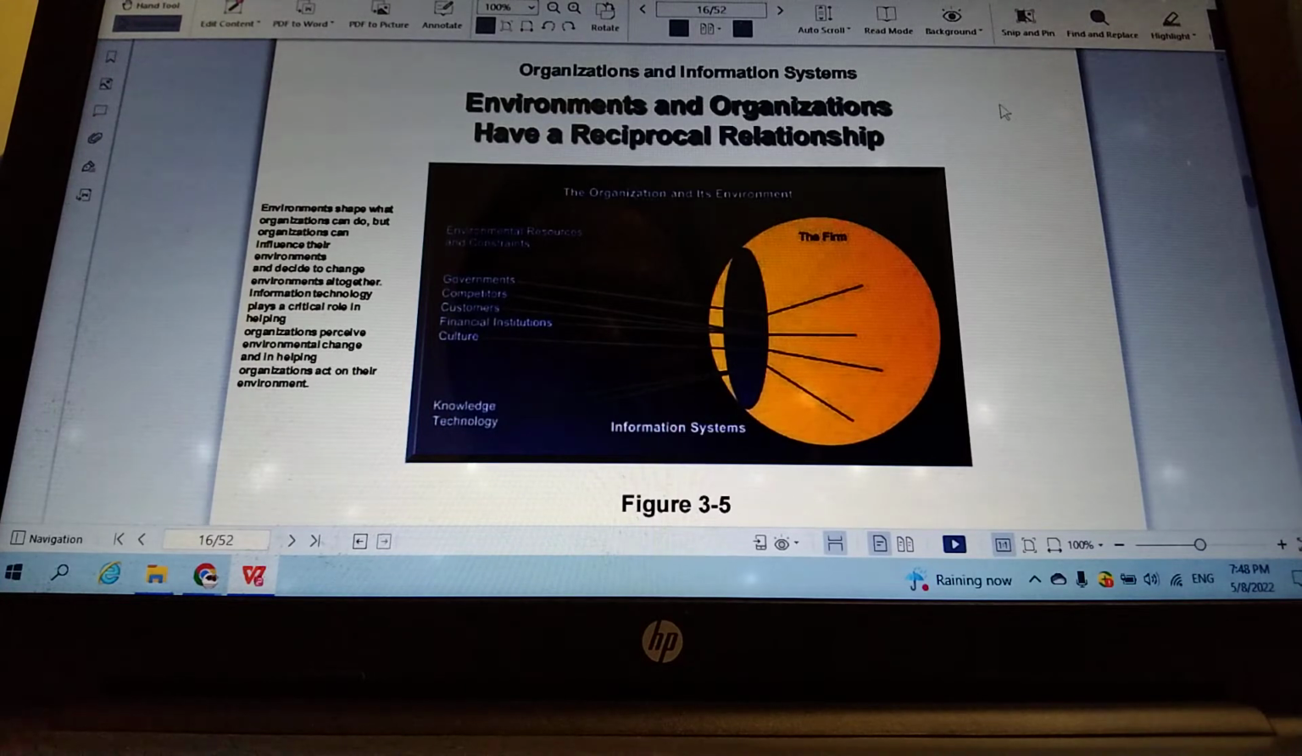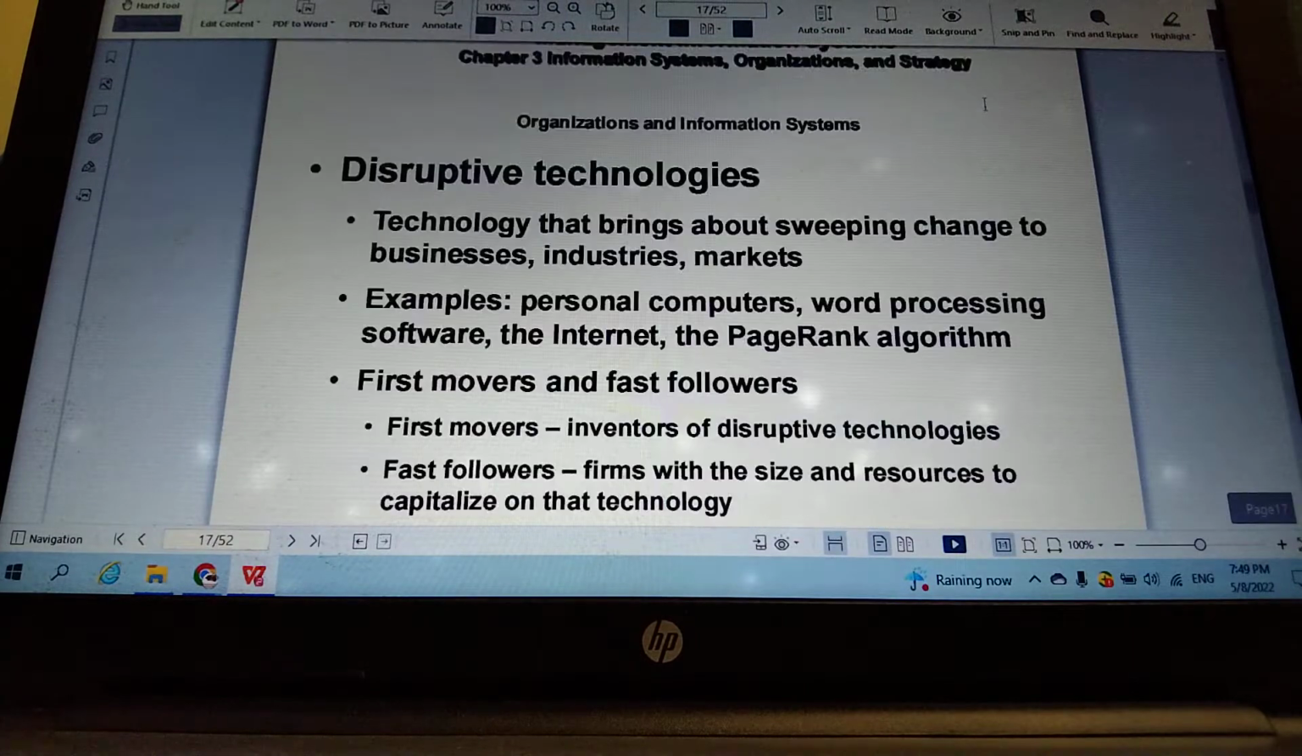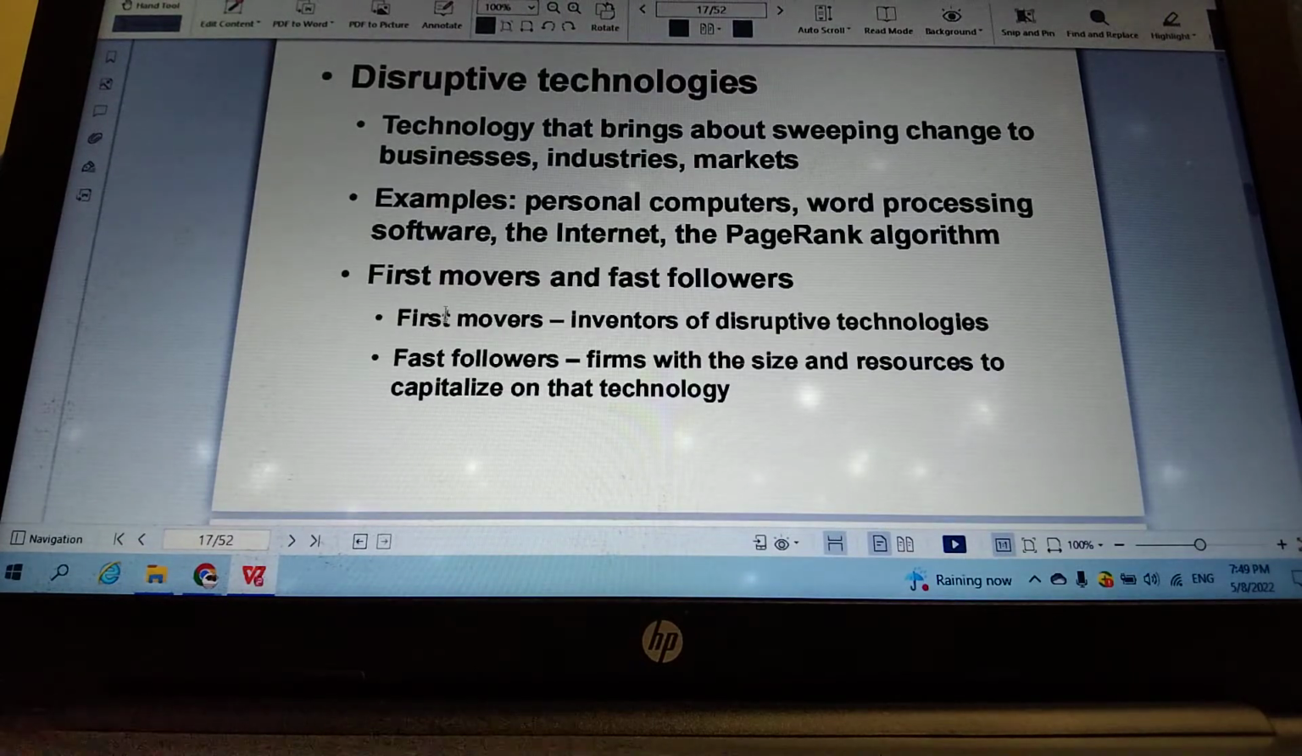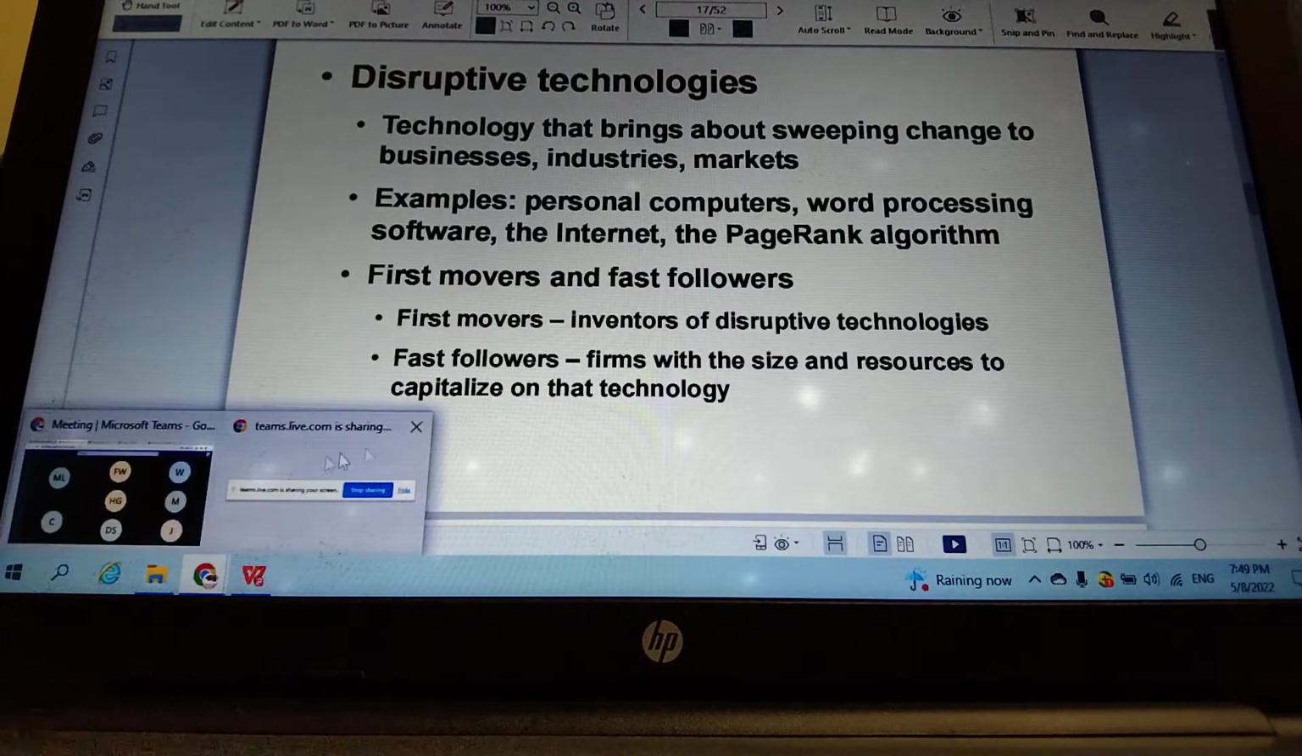So you need to look at what the environment resources and constraints are, and how the information system is assisting the firm, how the firm is making use of this information system in sustaining the business moving forward.